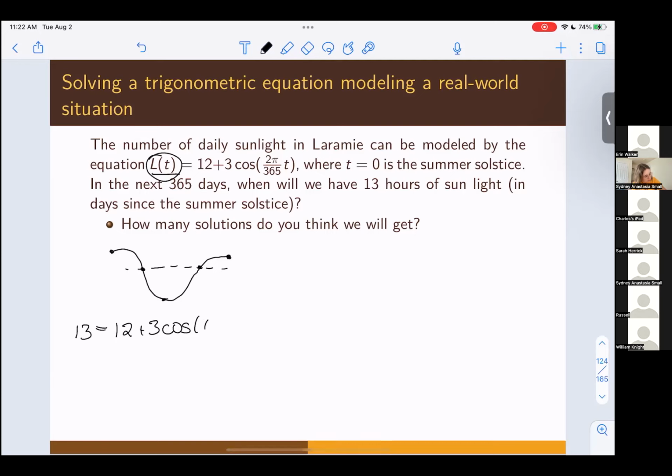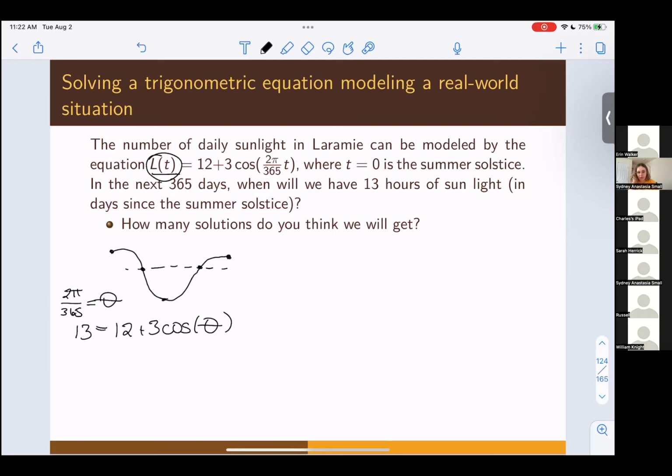And I'm just going to say theta for now. I'm going to say that 2 pi over 365 times t is equal to theta, because I don't want to have to think about that complicated, nasty thing in front of my t there. I'm just going to try to solve this thinking about theta first, because theta is much nicer. We do substitution sometimes just to make our life easier.